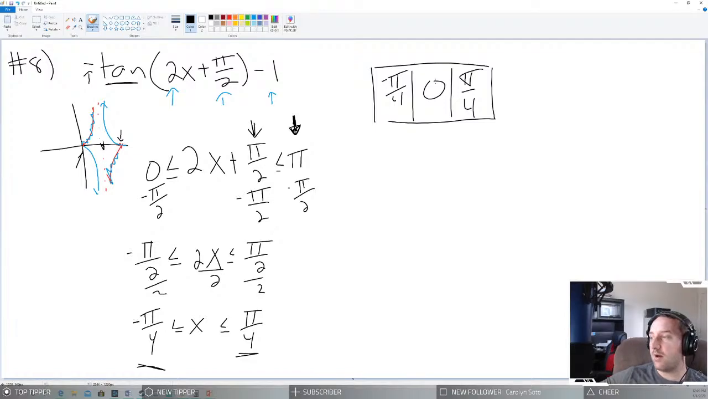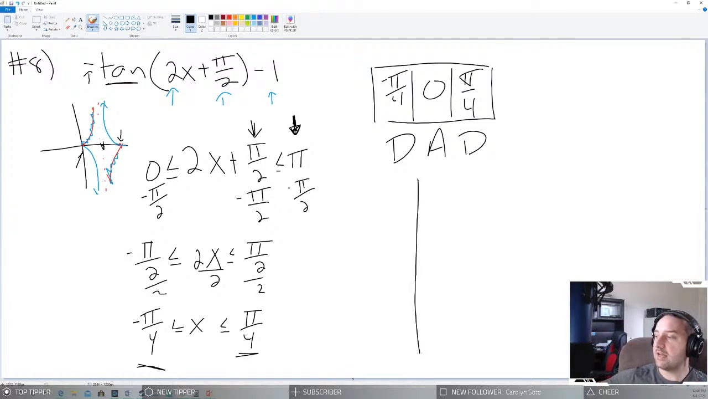One thing, a mnemonic that I had you memorize is DAD. He helps us graph a tangent. That stands for dot, asymptote, dot. It helps us recognize what are dots and what are asymptotes. Placing that on the graph, everything is by pi fourths. So every one of these little tick marks is going to be a pi fourth. That's negative pi fourths, and that's positive pi fourths.